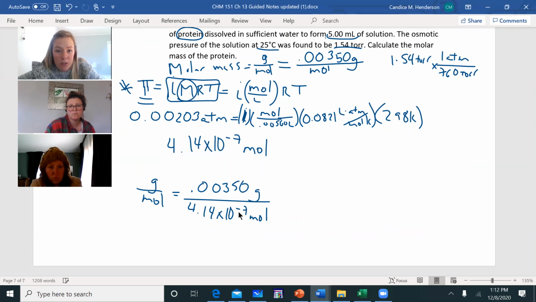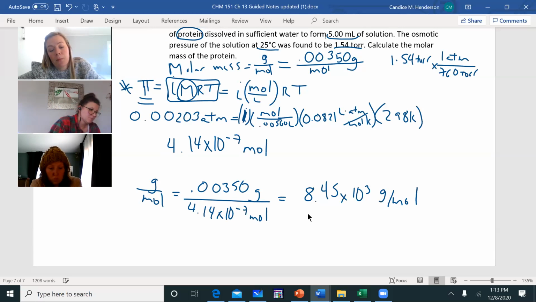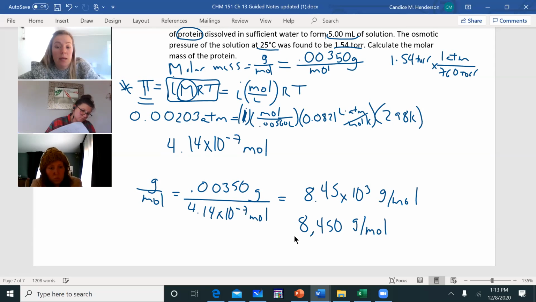These are tiny numbers, both of these. I end up getting 8.45 times 10 to the 3rd grams per mole. Or that's 1, 2, 3. That's the same thing as saying 8,450 grams per mole. And you may be thinking, that's a really big molar mass.